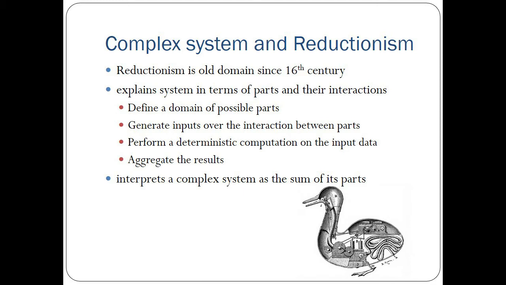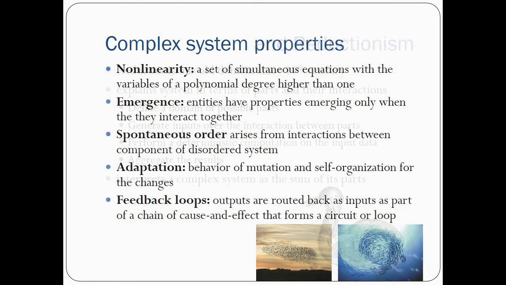That interpretation comes from reductionism. A complex system is basically interpreted from reductionism because it tries to explain the sum of the various parts or components in the system. The study of various parts together as a sum could be called complex systems and reductionism. Then the complex system properties we can see are non-linearity, emergence, spontaneous order, adaptation, and feedback loops. These are common properties available in most complex systems.